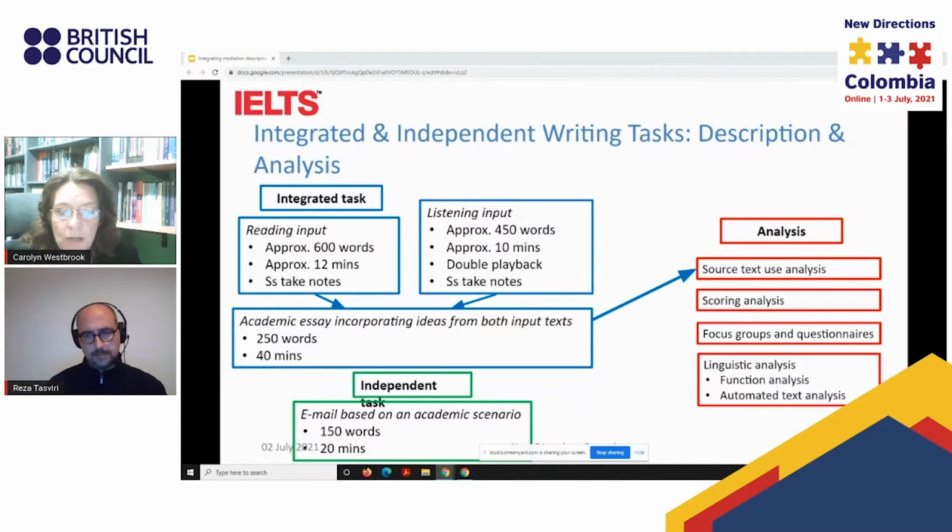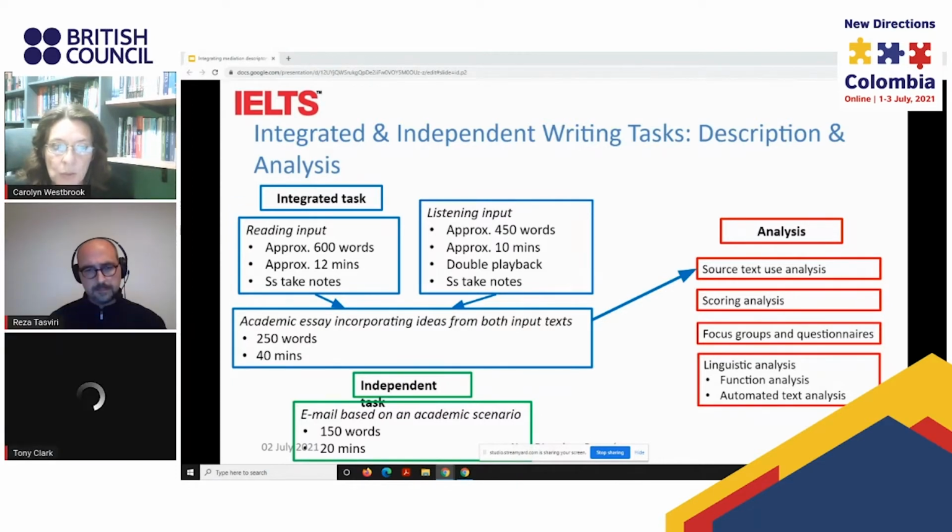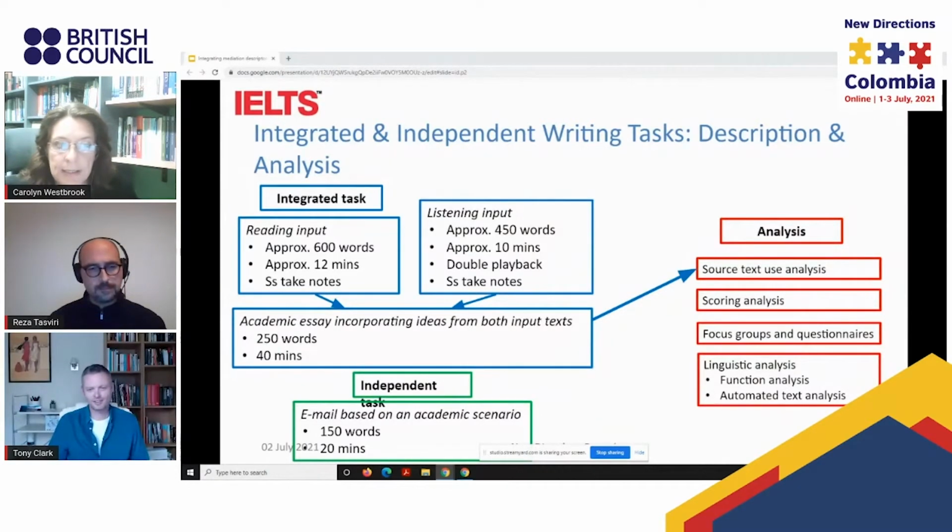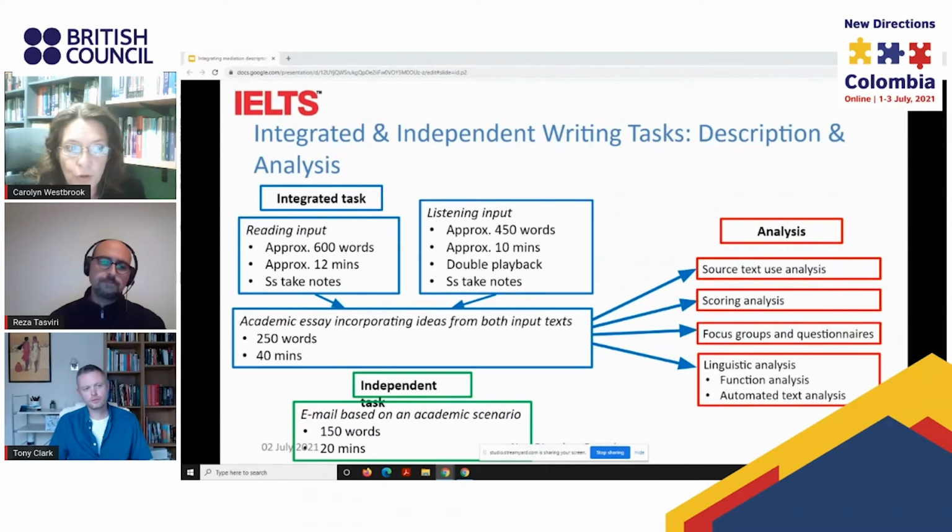So for the integrated task, we analysed 4 different areas. This was source text use analysis, scoring analysis, we collected data from focus groups and questionnaires, and we also did a linguistic analysis. Now, the task itself, as you can see, involved reading input and listening input, and those two fed into an academic essay which incorporated ideas from both of the input tasks.